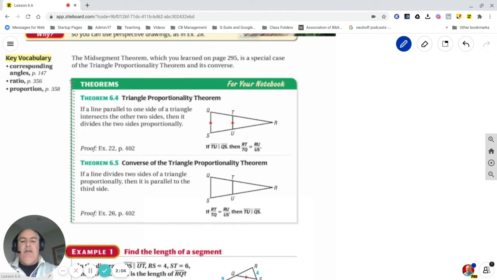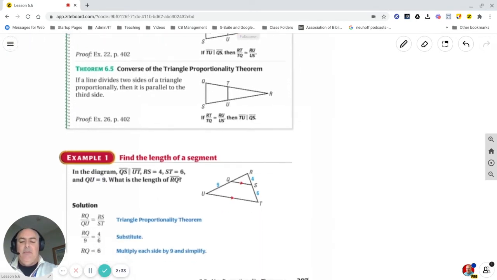The converse of that theorem is that if I know those relationships are equal, that the proportions are the same, then I have proven that this segment and this side are parallel. So in one case, I am told they're parallel and I know the proportions exist. In the next case, I evaluate the proportions, and if they are equal, then I have a situation where they're parallel.